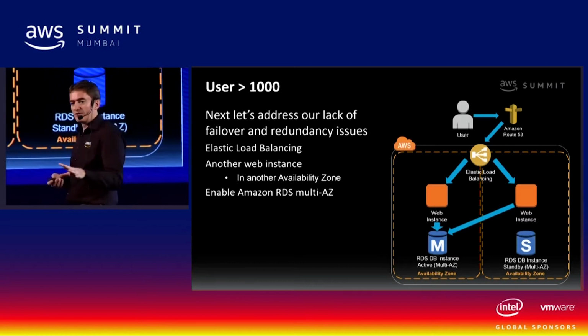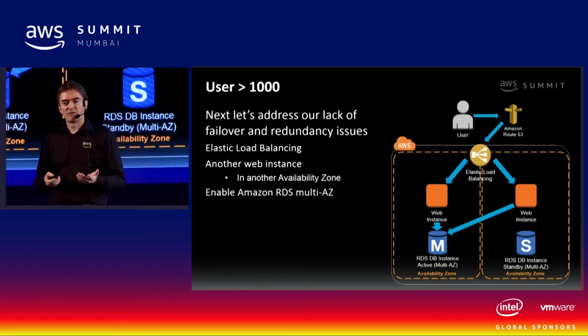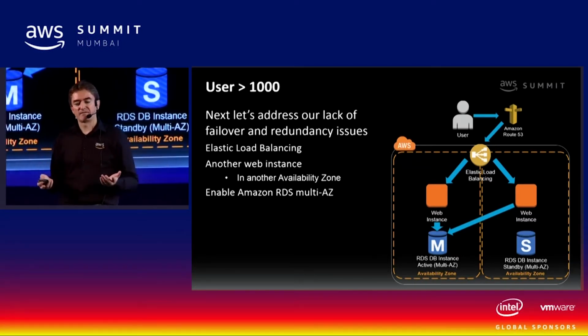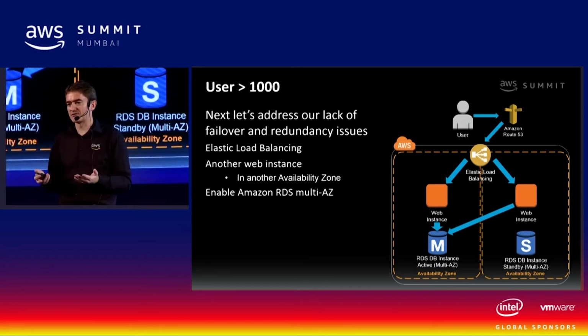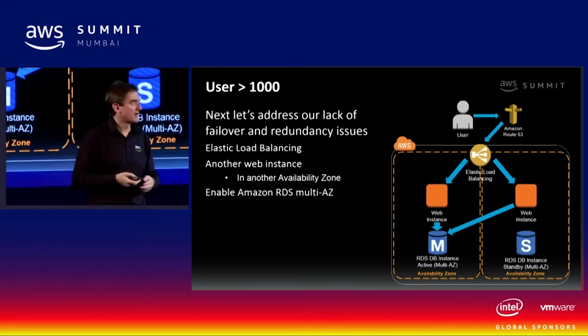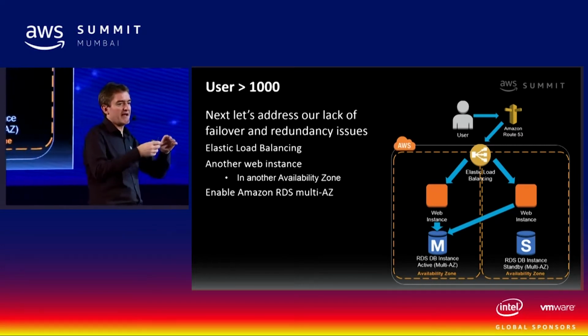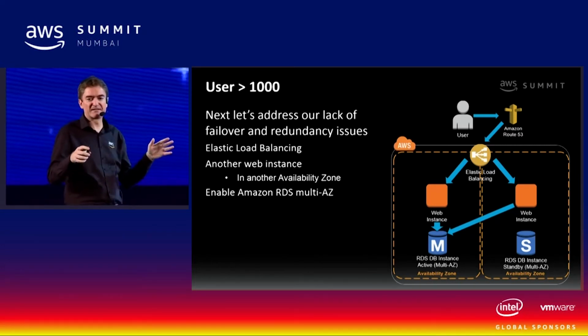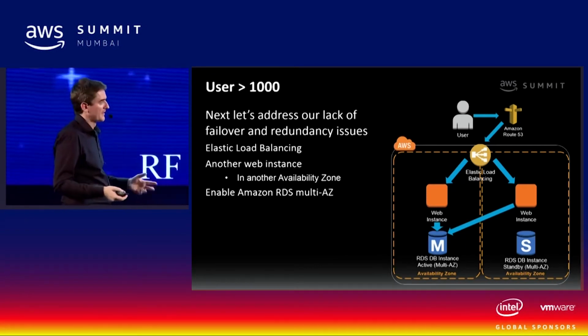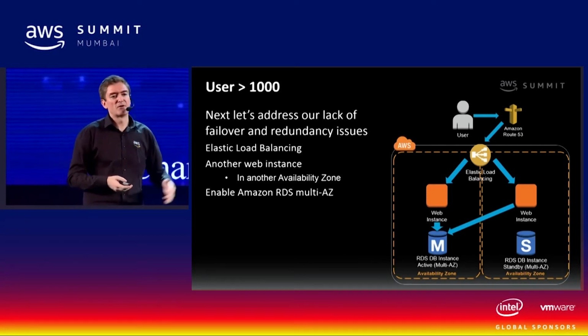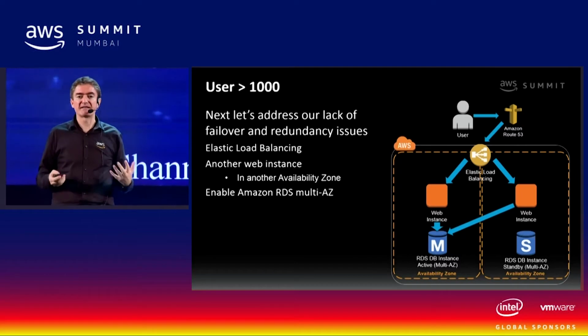So when you get to over 1,000 users, we have to look at redundancy. How are we going to actually address this? Well, we have a great service for load balancing, and when you put in a load balancer, then you can actually have servers in different availability zones, so different data centers. And then we can also have what's called a multi-AZ service as part of RDS.